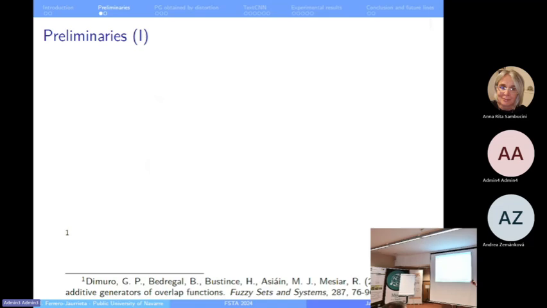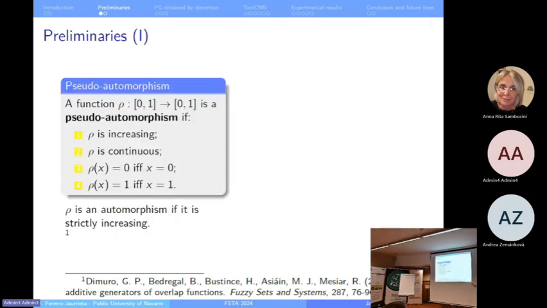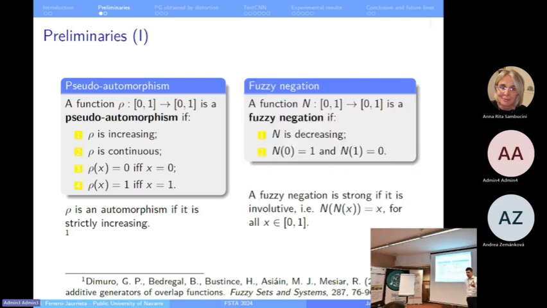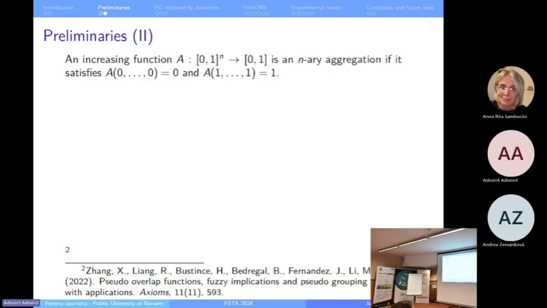First of all, I'm going to present some preliminaries which are necessary for the subsequent developments of this work. The first one is the concept of the pseudo-automorphism, which is a unary function in the unit interval, which is continuous and increasing, is 0 if and only if x is 0, and is 1 if and only if x is 1. The second one is the classical fuzzy negation, which is a decreasing function with the following boundary conditions, and it's strong if it's involutive.